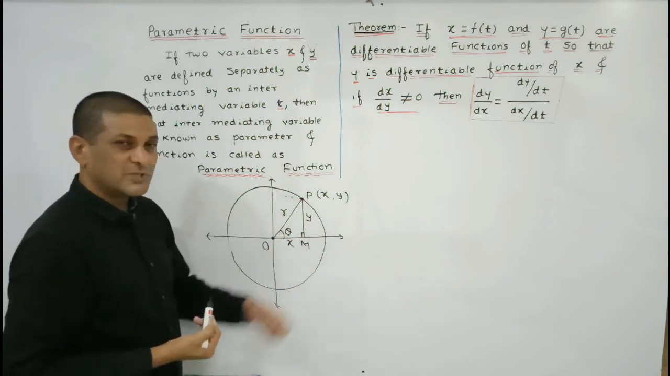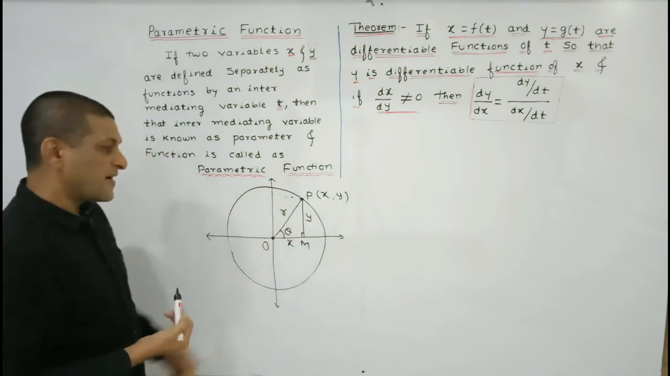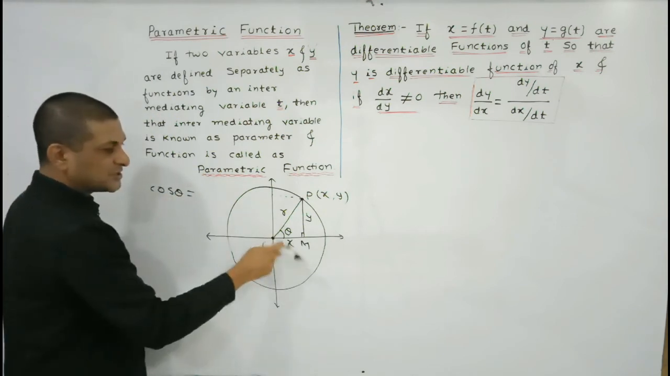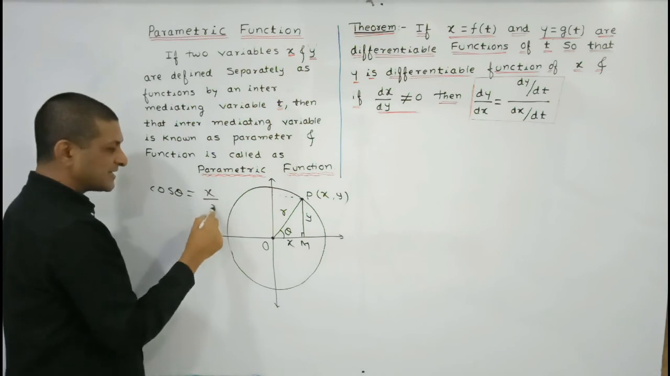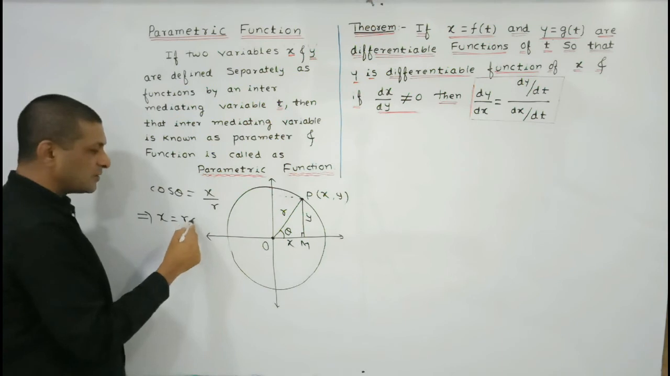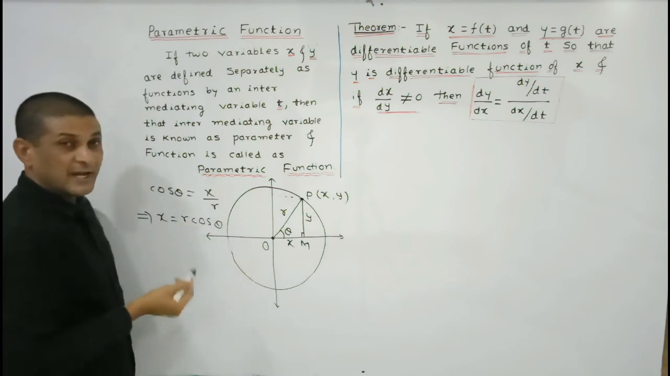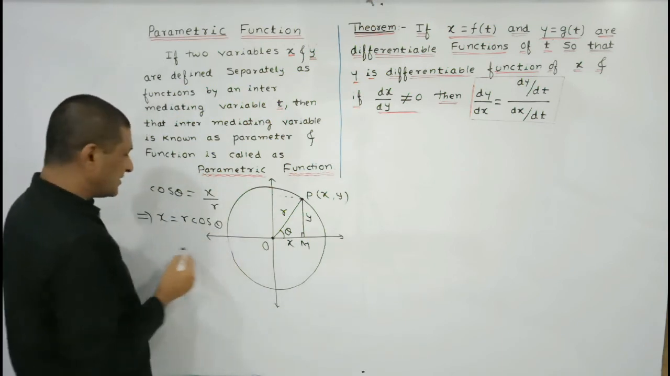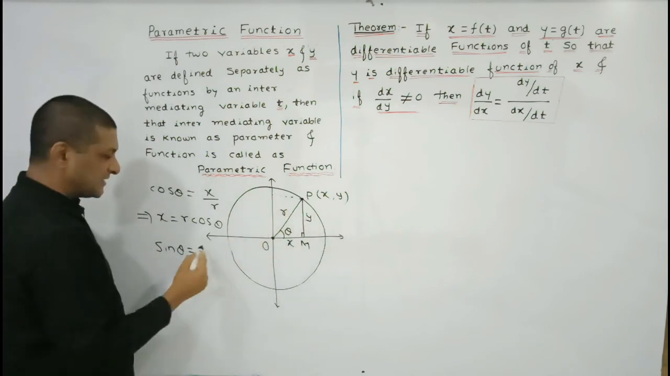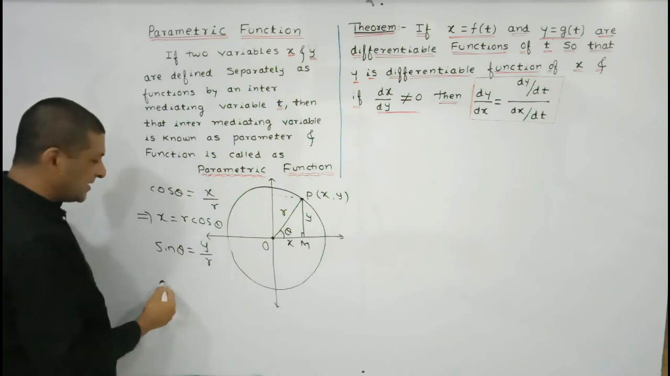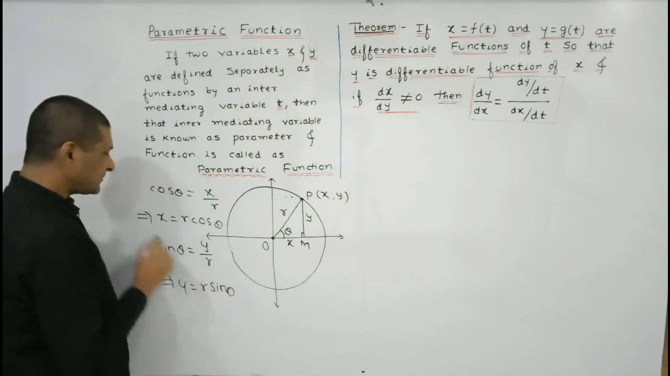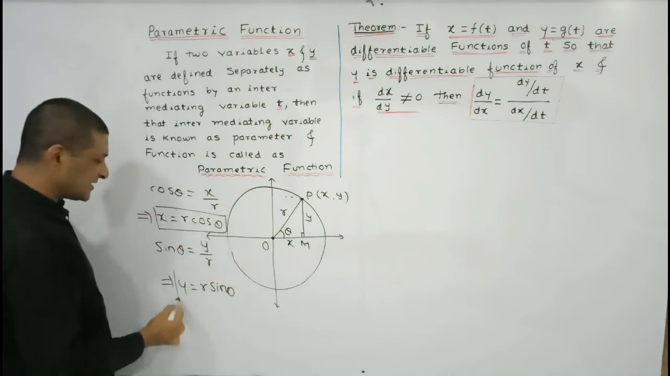Once all the sides of this triangle are known to us, let us try to find out the value of cos theta. Cos theta is defined as what? Adjacent upon hypotenuse, means here we will get x upon r, which implies that x is equal to r cos theta, as r gets multiplied on this side. And according to the definition, sin theta is defined as what? Sin theta is opposite upon hypotenuse, means here we will get y upon r, which implies that y is equal to r sin theta.